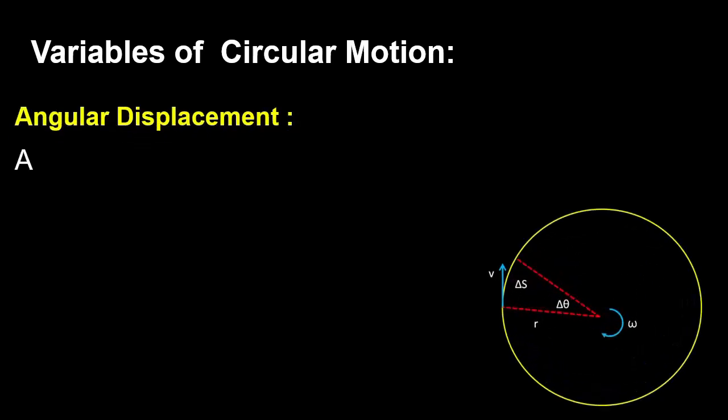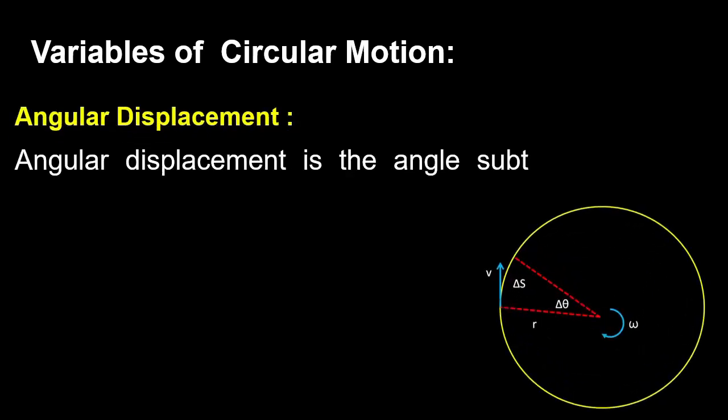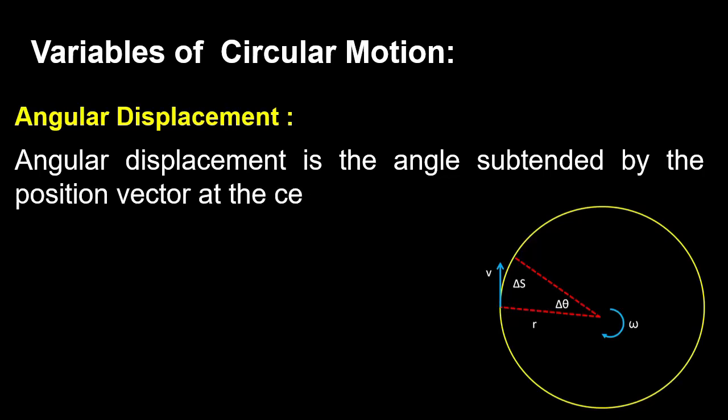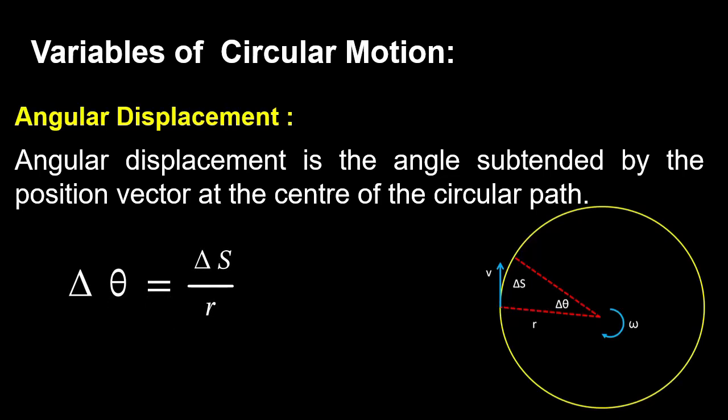Variables of circular motion. Angular displacement. Angular displacement, delta theta, is the angle subtended by the position vector at the center of the circular path. Therefore, delta theta equals delta s by r, where delta s is the linear displacement and r is the radius. Its unit is radian.